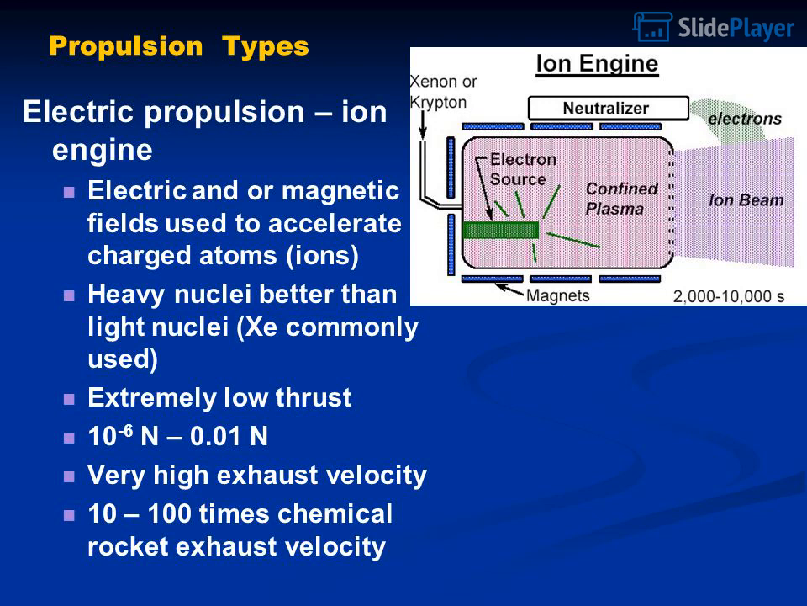Electric propulsion, ion engine. Electric and or magnetic fields are used to accelerate charged atoms, ions. Heavy nuclei are better than light nuclei; xenon is commonly used. Extremely low thrust, 10^-6 N to 0.01 N. Very high exhaust velocity, 10 to 100 times chemical rocket exhaust velocity.